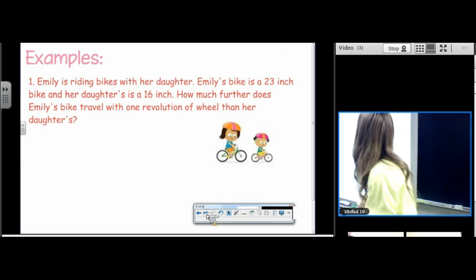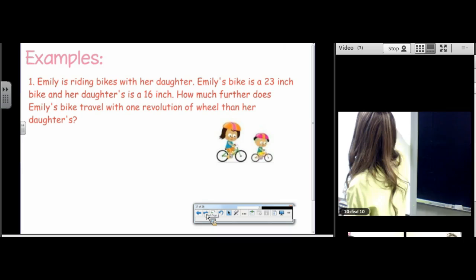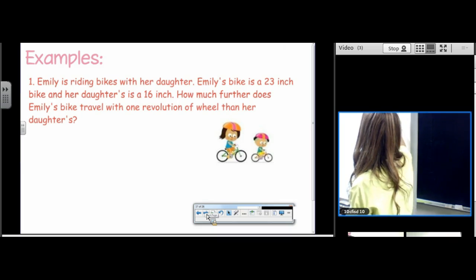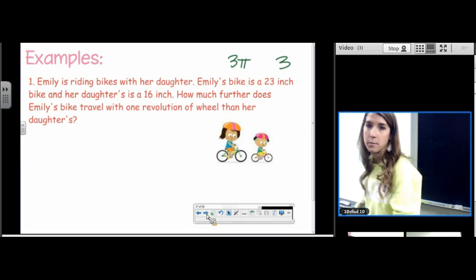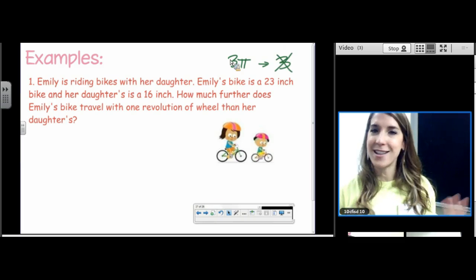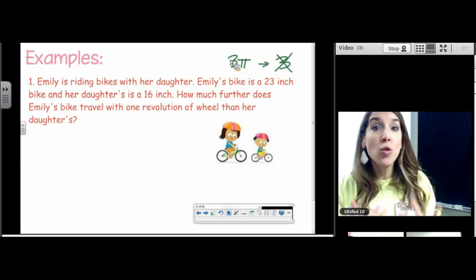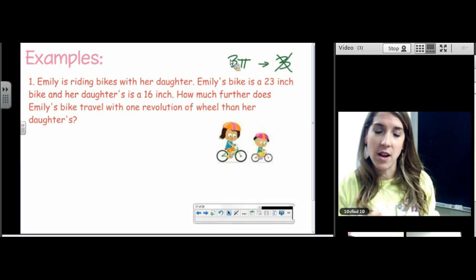So if the answer is 3 pi, and you leave off the pi, you're going to get it wrong because it's a number. It's not just units. It's not like you just left off inches. You left off part of your answer, part of the number, so you would get it wrong.